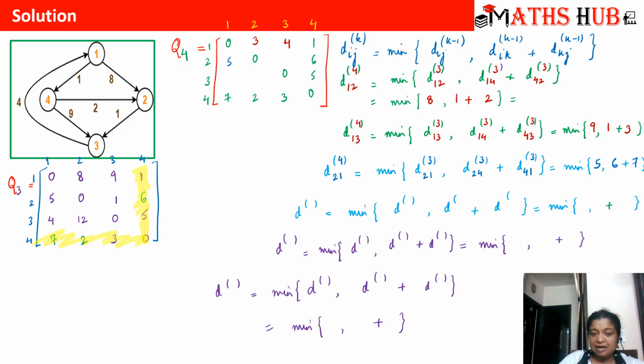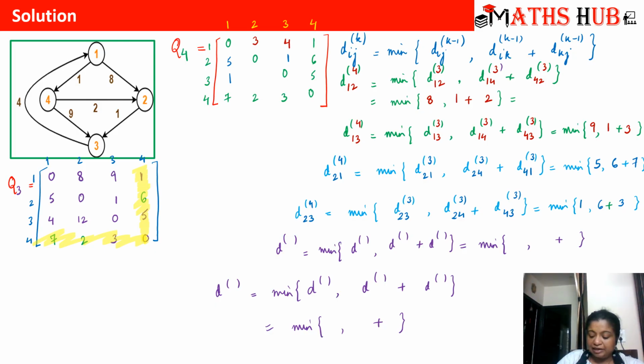Okay, so you can see that some are getting improved and some are remaining the same. So now let us calculate D23. What is D23 in the new weighted cell 4? It is D23 in the previous one, D24 in the previous one, plus D43 in the previous one. Right? Now what is D23? D23 is 1. D24 is 6. D43 is 3. So the minimum comes out to be now 1.